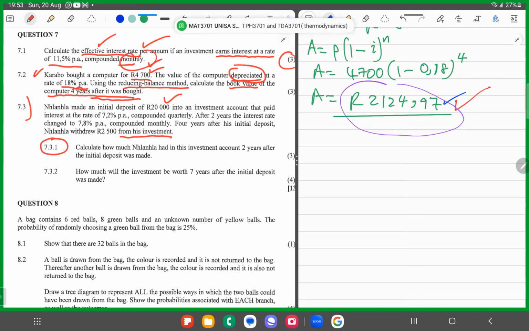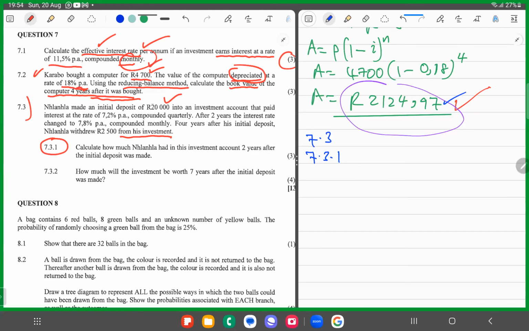So in 7.3.1, calculate how much Nhlanhla had in his investment account 2 years after the initial deposit was made. Let's do that one.